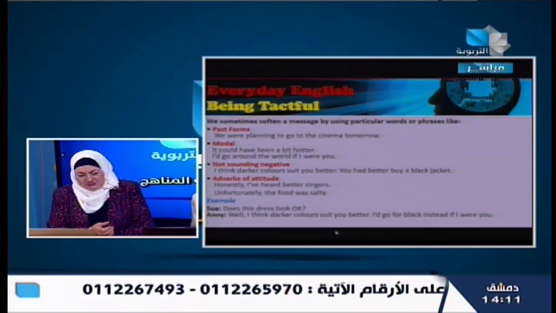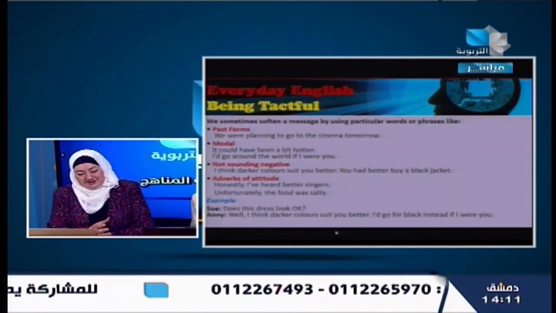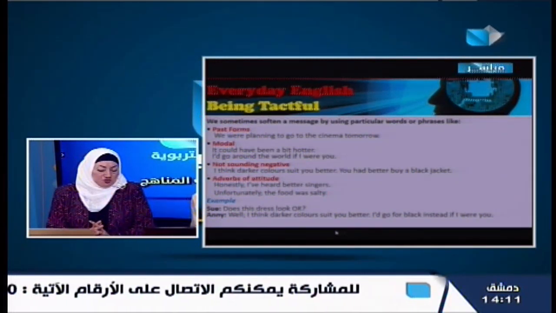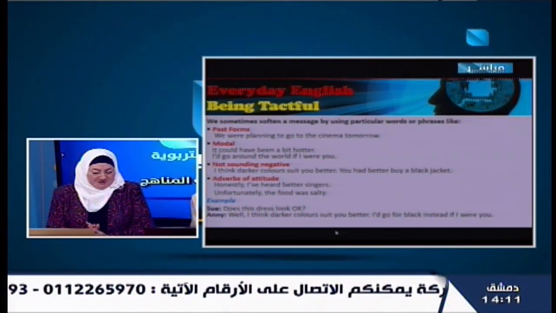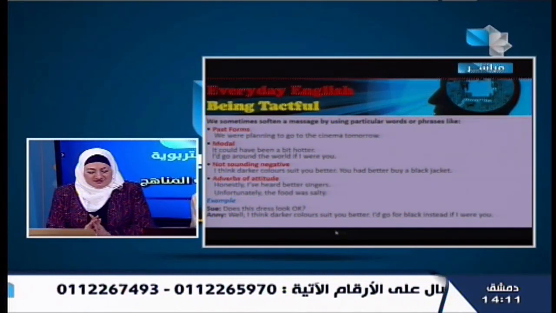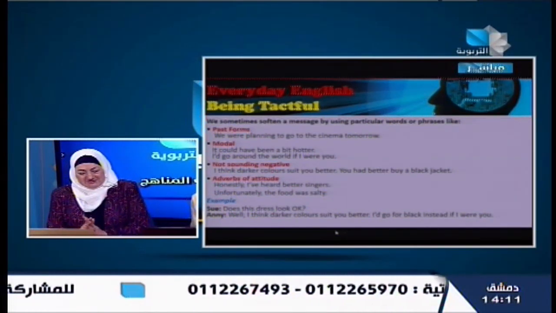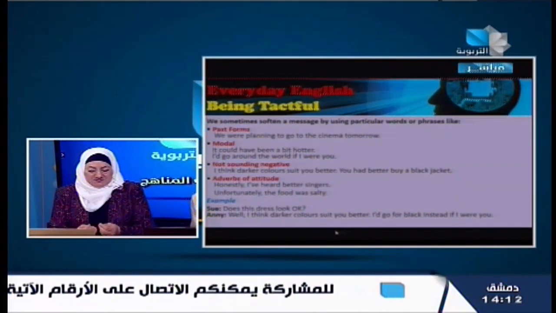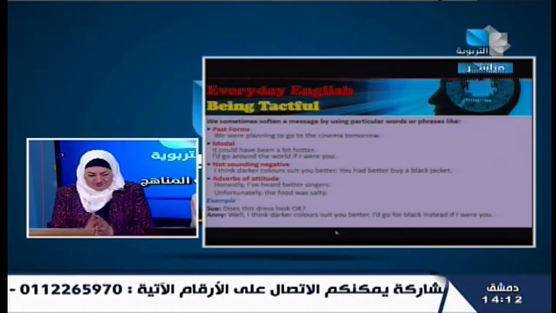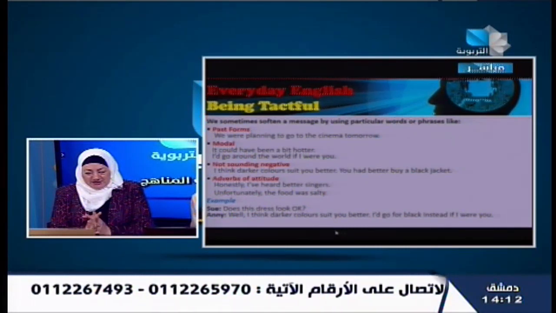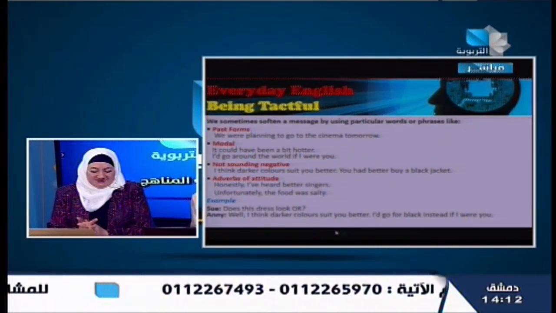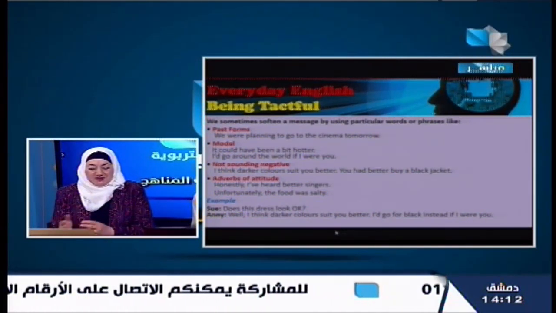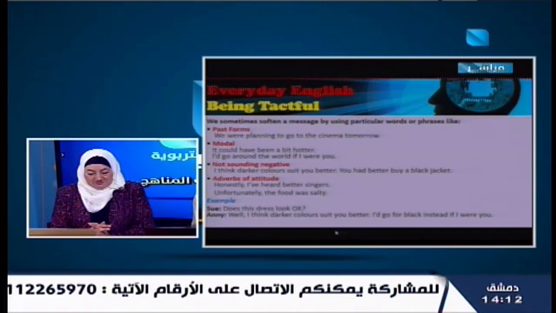We were planning to go to the cinema tomorrow. We were planning, it means we are very tactful or very polite here. To use some modals, helping verbs, it could have been a bit hotter. Of course, we use could here, not because we mean the past, but because we mean to be tactful. I'd go around the world if I were you. This is conditional sentence type 2, which means if I were you, I would do so and so. It is to be tactful.